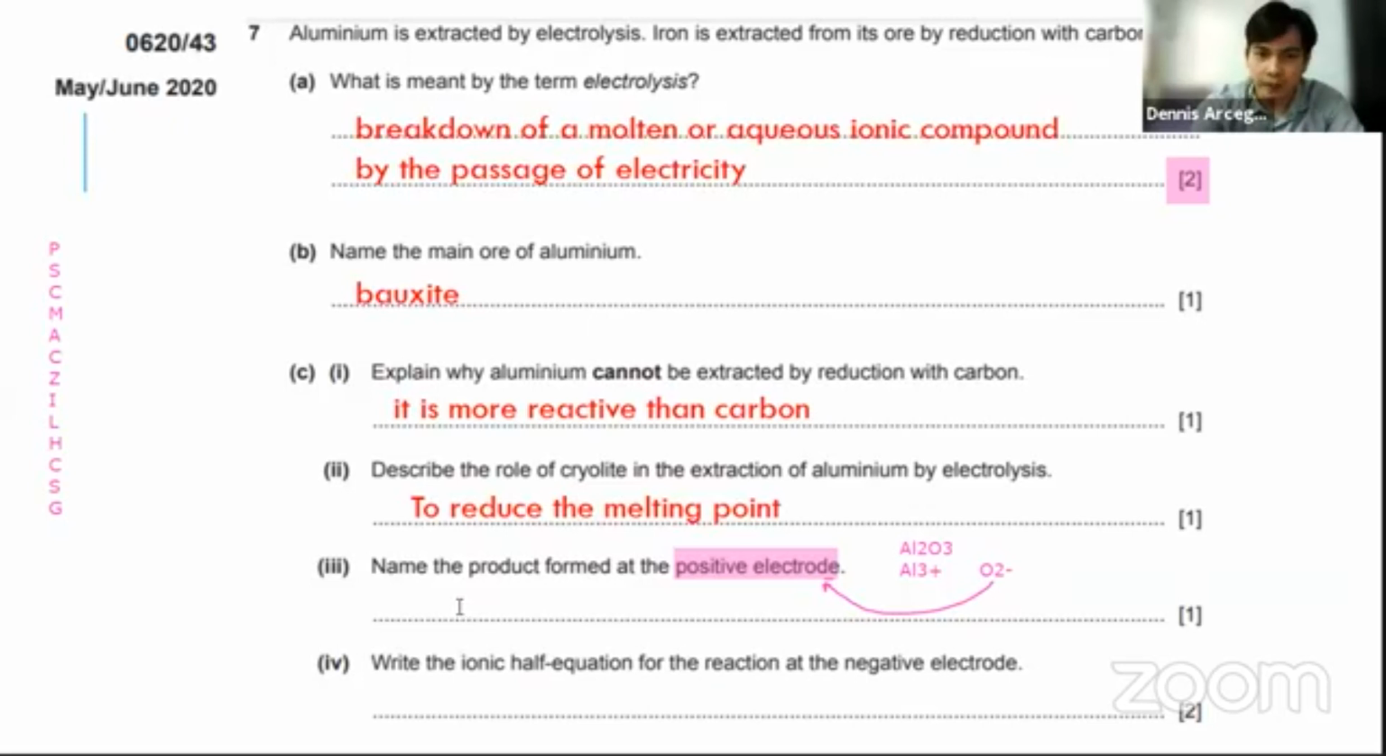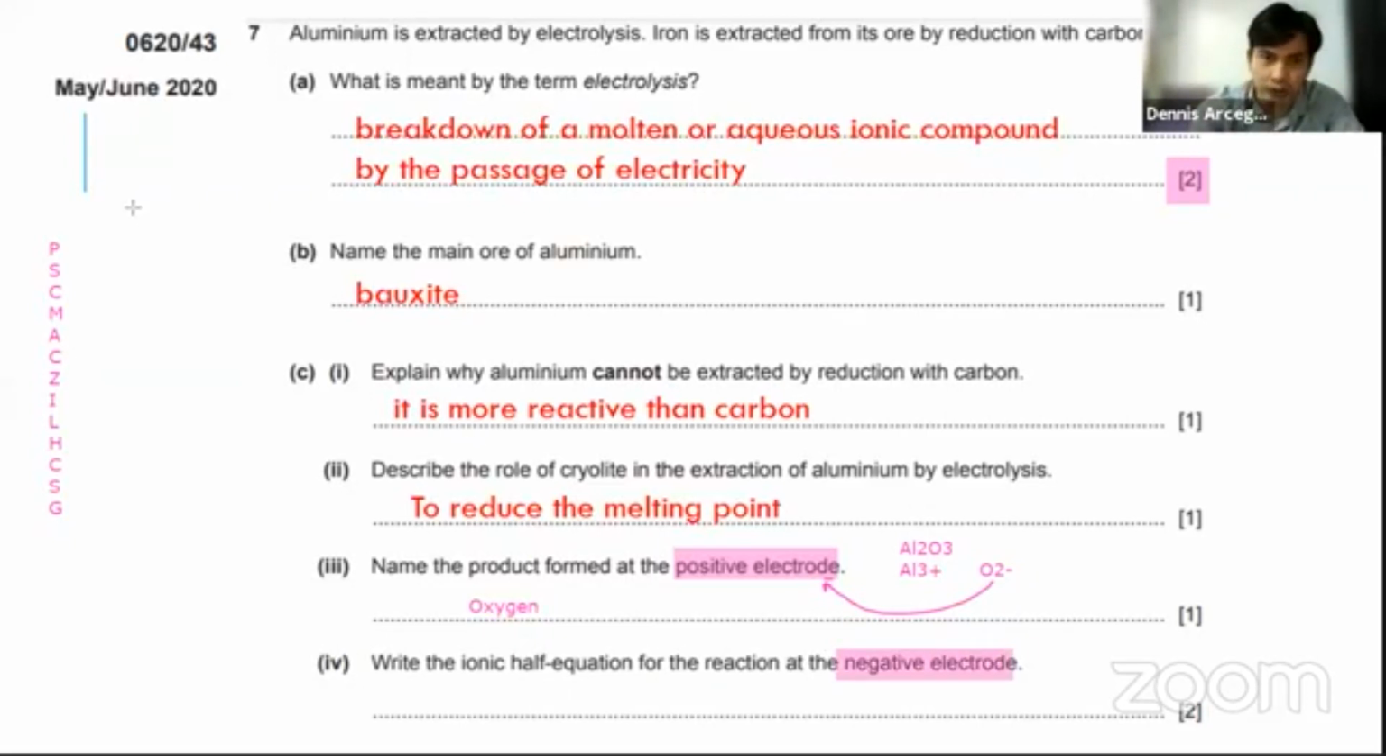For that, the gas that will be formed here will be oxygen. Look at this one. Name. If you write O or O2 there, it will be wrong. You have to write the name. Next, write the ionic half equation at the negative electrode.